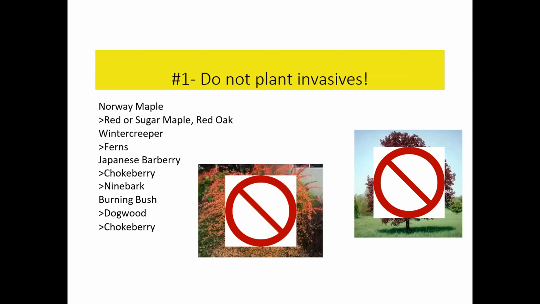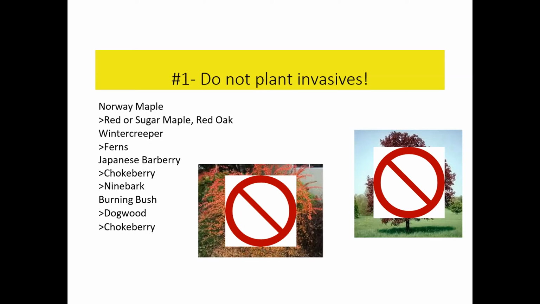So if you have the desire to have a tree similar to the Norway maple, go with some of our native species, red or sugar maple or red oak. You will get red leaves in the fall, but you will not get them year round. And that's the appeal of the Norway maple, especially the red variety. People like this cool looking tree with red leaves, but it is invasive.